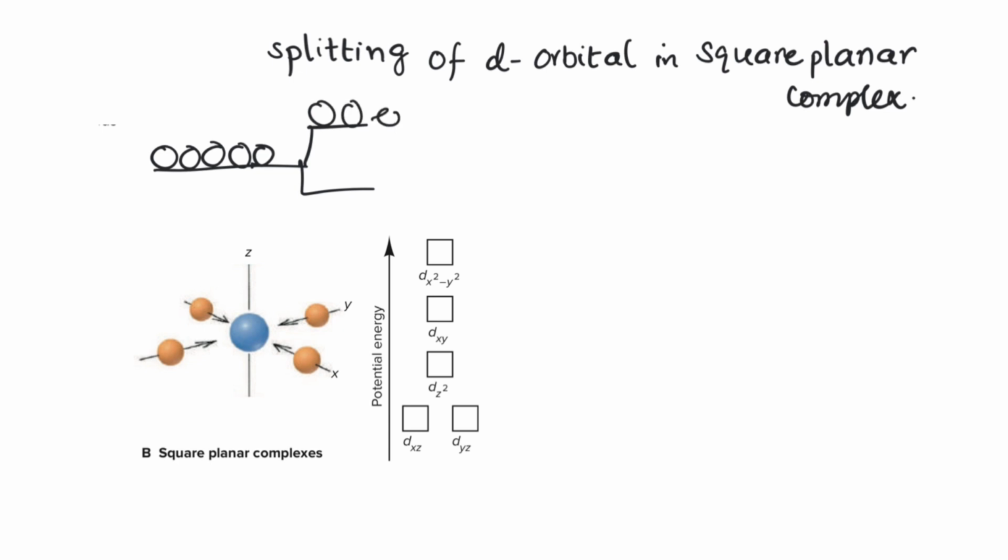1 and 2, eg orbitals. 1, 2, 3, these are t2g orbitals. So these are called dx square y square, dz square, dxy, dyz, dzx. So this dz square orbital experiences less repulsion because there is no ligand along the z axis. Similarly, these z component orbitals experience less repulsion, therefore lower in energy.